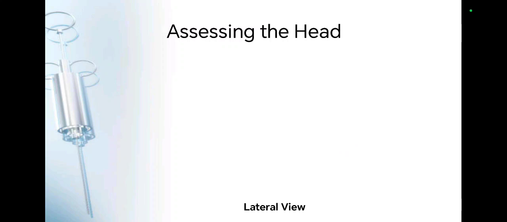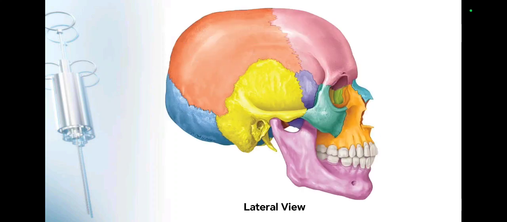So let's proceed first to assessing the head. These are just a review of the parts of our head. Here is a model that shows the different lobes and bones of the head. We have the zygomatic bone, the jaw bone, and the skull, which is divided into different parts: the frontal, the parietal, the temporal, and the occipital area.